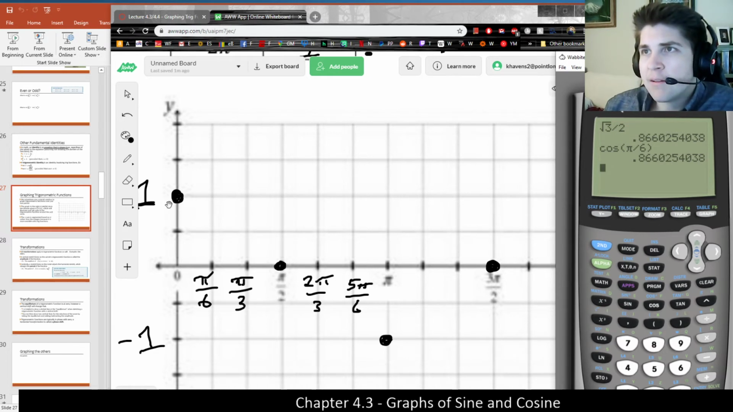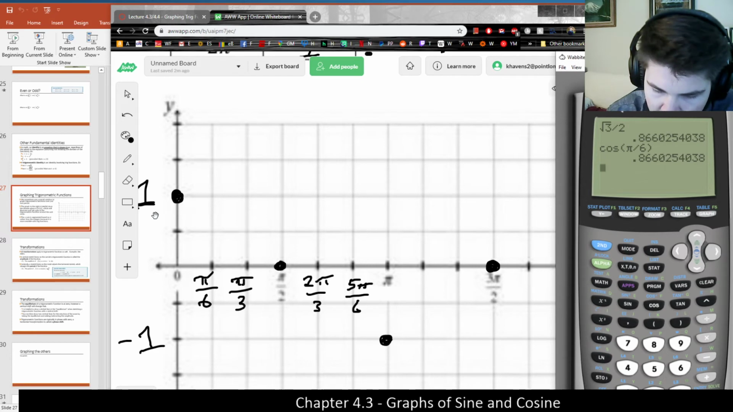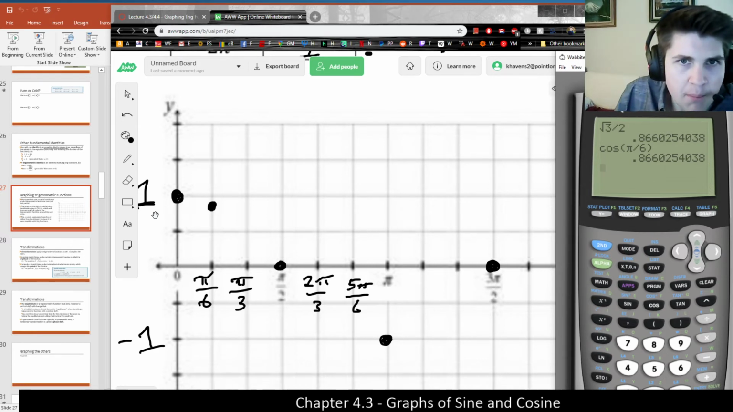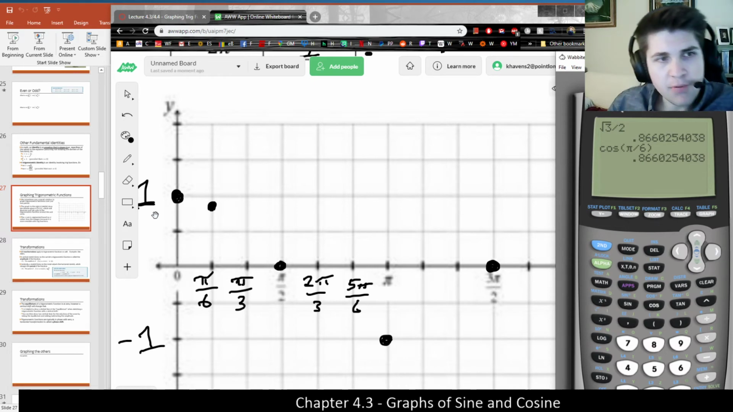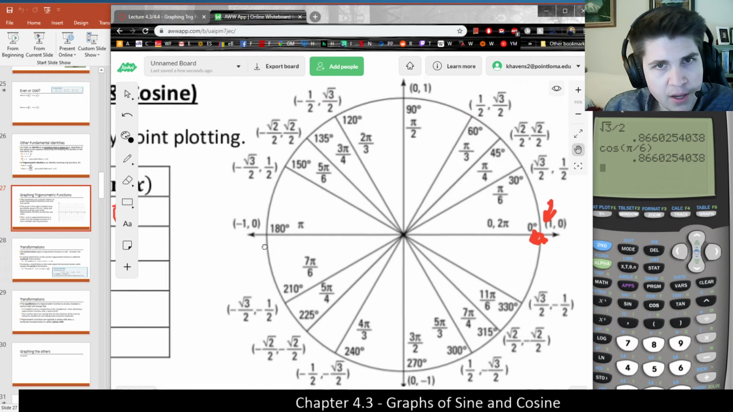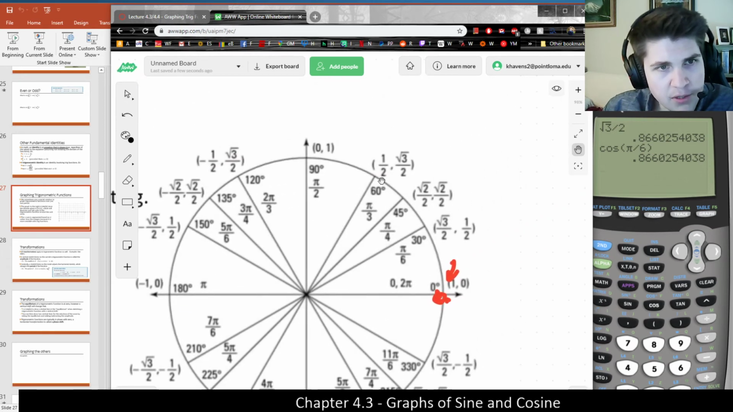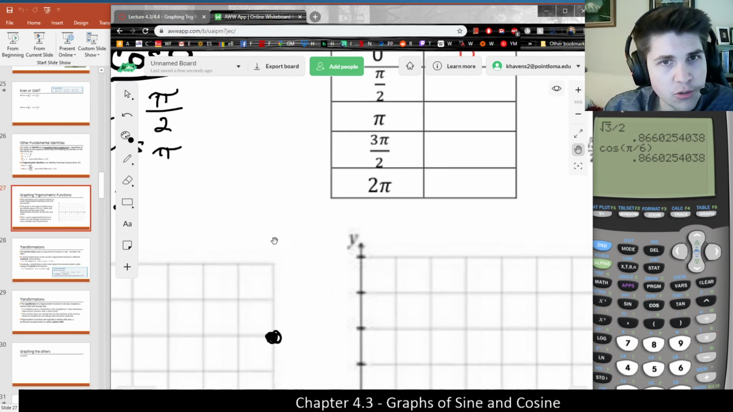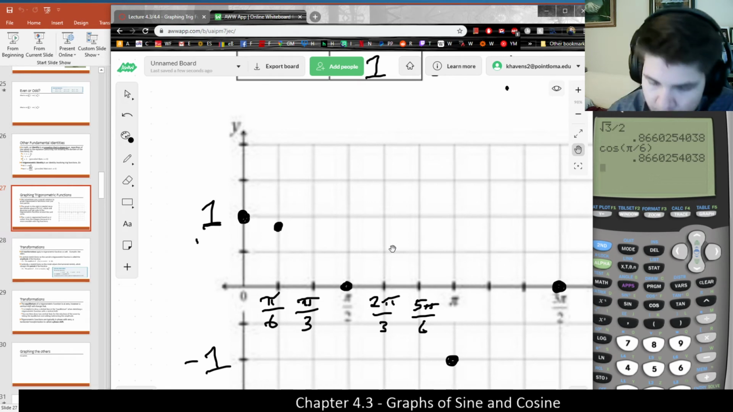On the graph, if this is 1, this would be 0.5, so 0.8 would be somewhere in this vicinity. It's hard to be any more accurate than that. So I'm just going to put that point right there, which would be about 0.87. At pi over 3 then, another point on the unit circle, cosine of pi over 3 will return the x value, which is a little bit easier because it's exactly 1/2. At pi over 3, we got exactly 1/2.